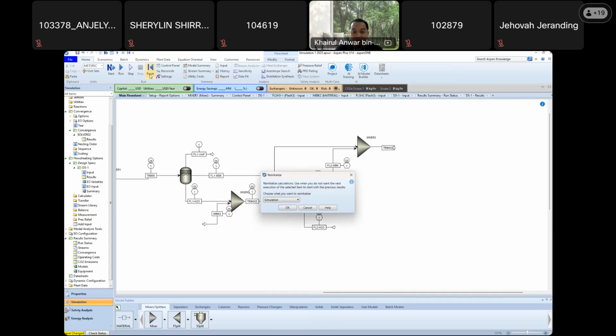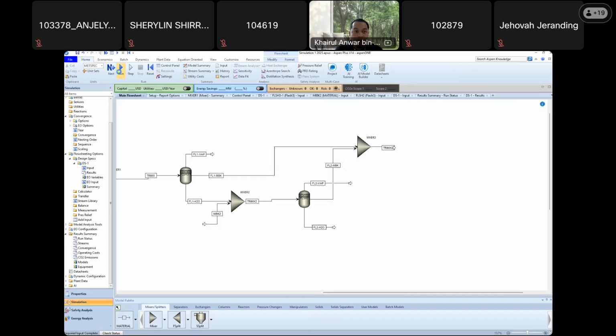Set, okay, and run. So this is based on the 97%. Is it 95% or 97? Maybe 97%. So run and check. So far, no error.